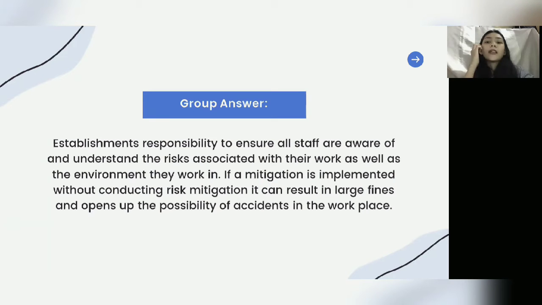Okay, so as we have said earlier, risk assessment is identifying the hazards. So if a risk assessment is not conducted and you apply a mitigation anyway, then it is possible that your workplace or your area would be in danger, because mitigation implemented without conducting a risk assessment can result in large fines and opens up the possibility of accidents in the workplace. It is important to understand what the hazard is first before knowing what to apply. Of course, they need to match. I mean, if you have identified a certain hazard, then your mitigation should match the need in order to avoid that specific risk factor.